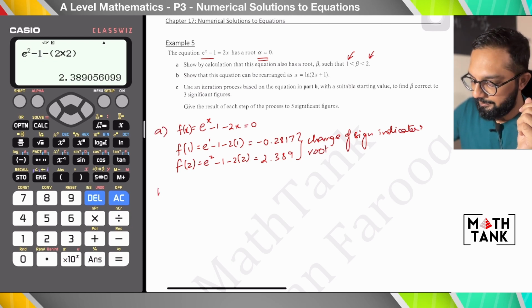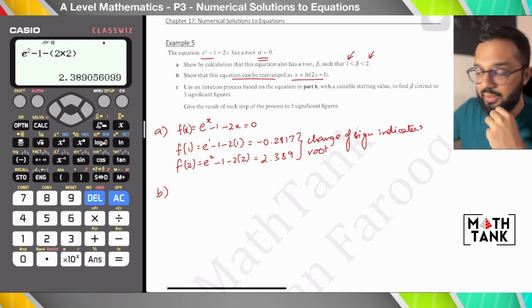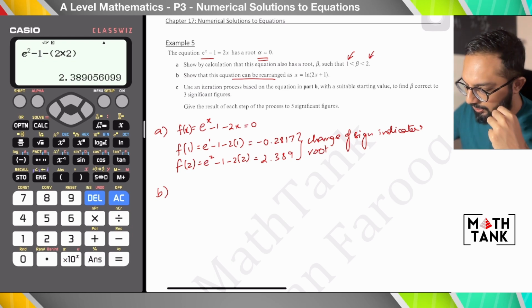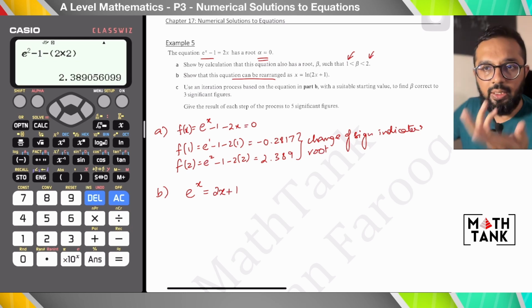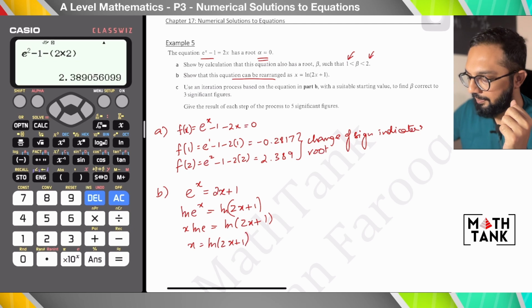Part A. Part B says, show that this equation can be rearranged as x equals ln(2x plus 1). Yes, I can show you that. I think that's pretty simple. So 2x plus 1 first. You can put an ln on both sides and say that this is what it becomes. ln e is 1. So this becomes x equals ln(2x plus 1).